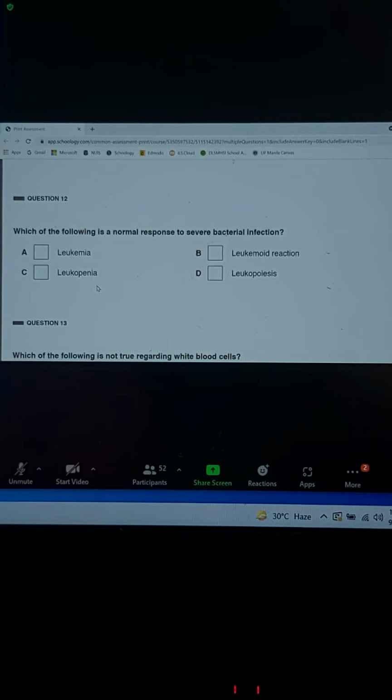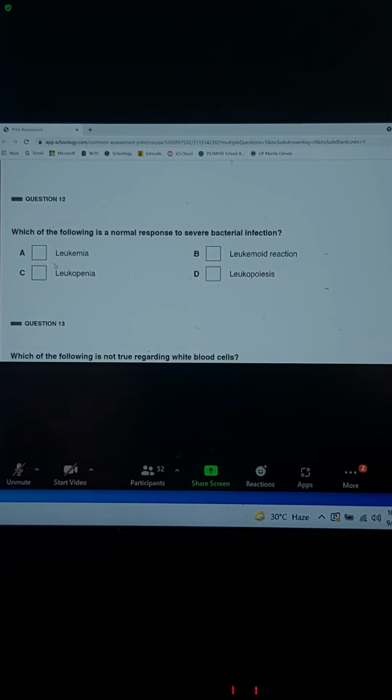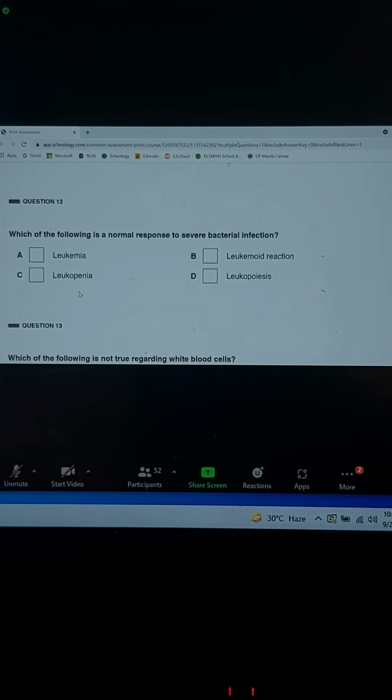12. So which of the following is a normal response to severe bacterial infection? A, leukemia, B, leukemoid reaction, C, leukopenia, or D, leukopoiesis? Leukemoid reaction. Okay. So the correct answer for this question is letter B, leukemoid reaction. Ano class ang pinagkaiba ng A at B? Both A and B will manifest as increased WBC count sa CBC. Pero anong difference nila?